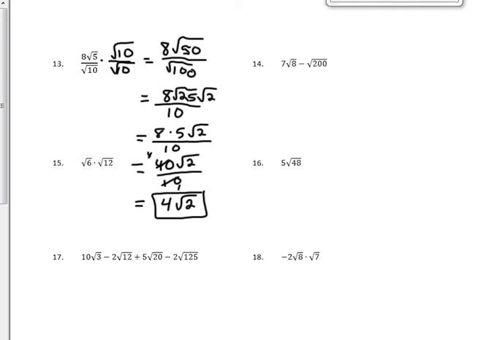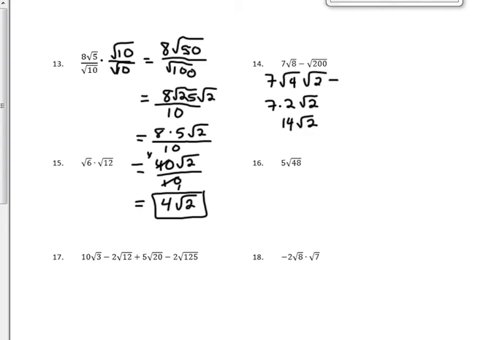Here's 14. I've got 7 square root of 8 minus the square root of 200. Well, those radicals aren't the same. In order to add and subtract, they have to be the same. So I've got 7 square root of 8. I want to take that square root of 8 and see if I can break it down. I can break it down into a square root of 4 and a square root of 2. So a square root of 4 is 2, so I've got 7 times 2 with the square root of 2, and still, that's 14 square roots of 2.